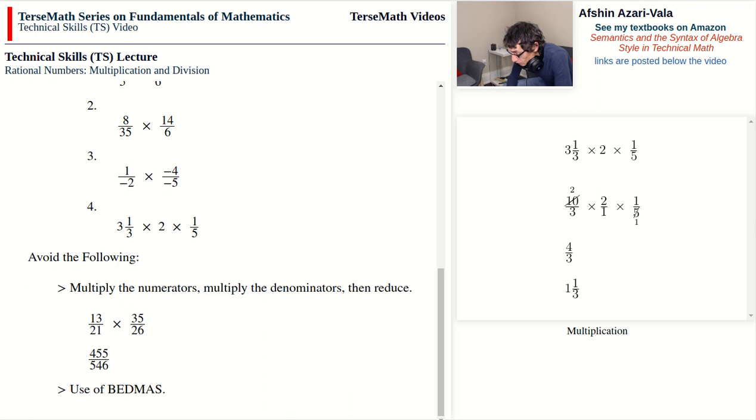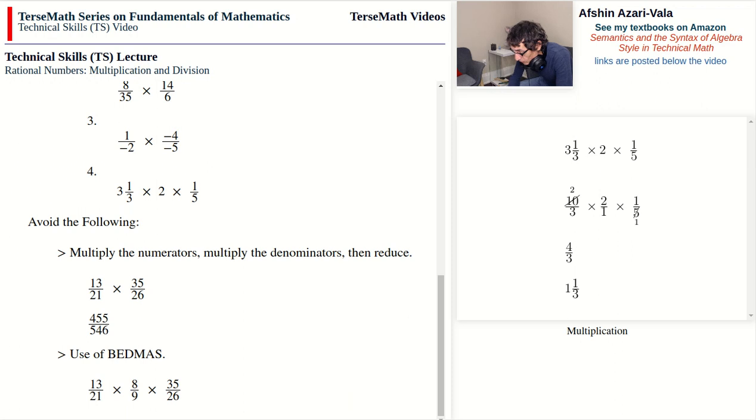The second thing not to do is use BEDMAS. And here's the problem, one problem out of the many issues that can come up with the use of BEDMAS. Let's say that we are doing this multiplication now, where I put the fraction 8/9 in between those two. So now we have 13 over 21 times 8 over 9 times 35 over 26.